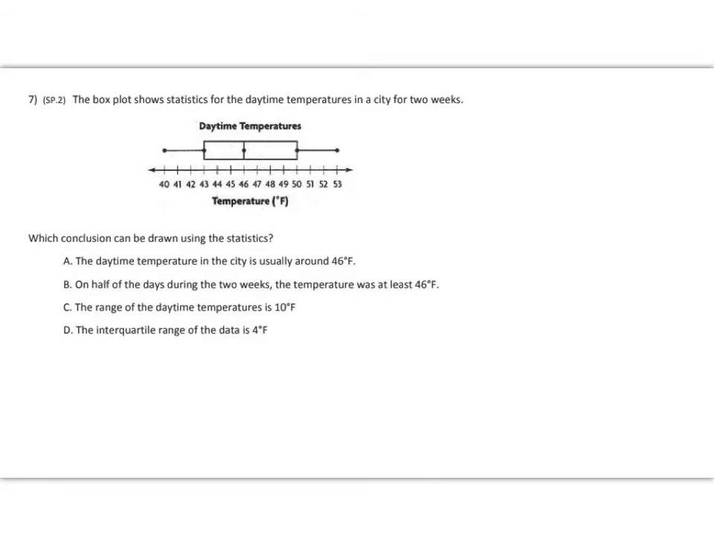Number 7, the box plot shows statistics for the daytime temperatures in a city for 2 weeks. What conclusion can be drawn using the statistics? So this is a box plot. Let's look at the first one. The daytime temperature in the city is usually around 46 degrees. If we say it's usually around 46 degrees, that would be our mean or our mode.